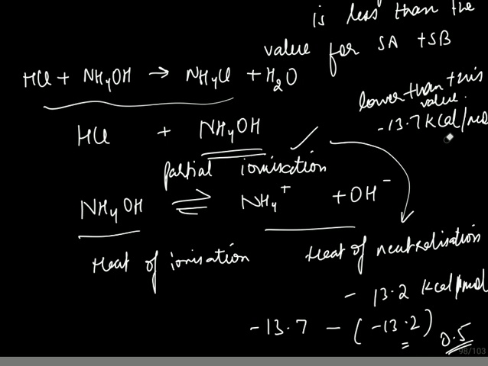Now if they're asking you in a question what is the heat of ionization involved, then what will you do? You will subtract the actual heat of neutralization from the standard heat of neutralization that we already know, and you will get this value 0.5, which is going to be minus 0.5. So this 0.5 value is nothing but the heat of ionization. This much heat is going to be utilized by the weaker counterpart in order to ionize itself. That's why there is a change in the heat of neutralization value when you have any one counterpart as weaker. So I hope you have understood this part.